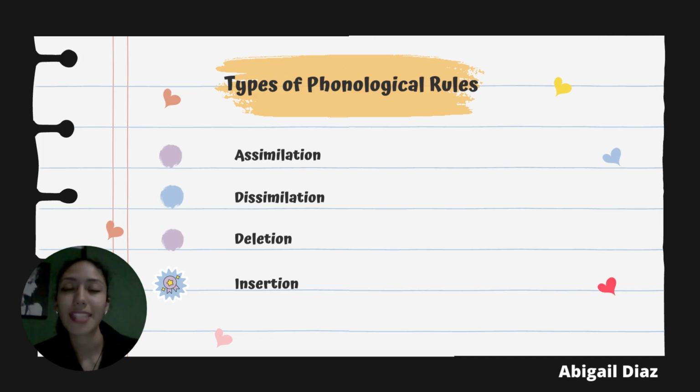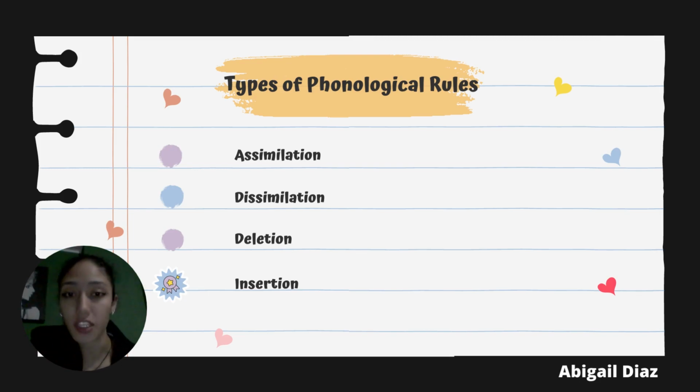Then we have dissimilation. Dissimilation is when a sound changes one of its features to become less similar to an adjacent sound, usually to make the two sounds more distinguishable. This type of rule is often seen among people speaking a language that is not their native language, where the sound contrasts may be difficult, so the rule is applied for ease of production and perception.